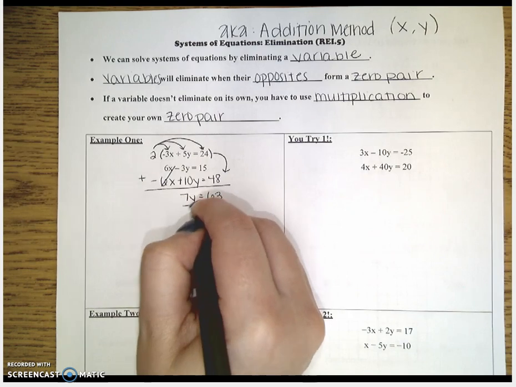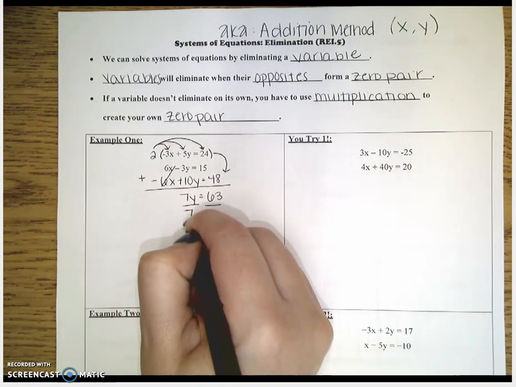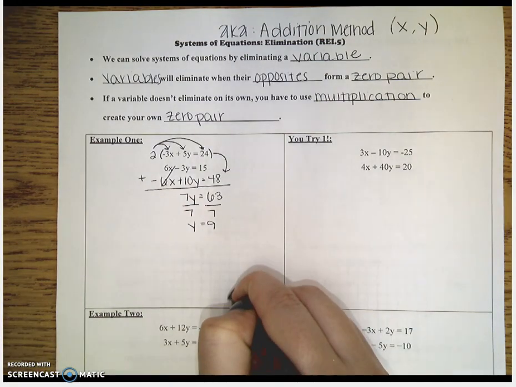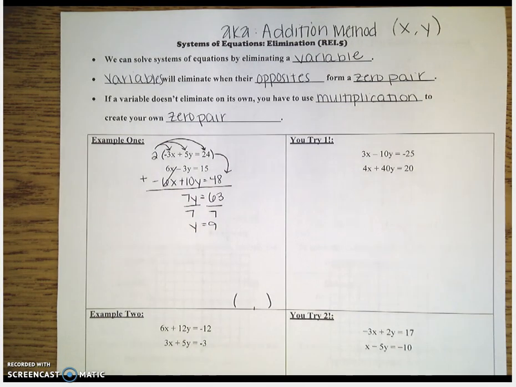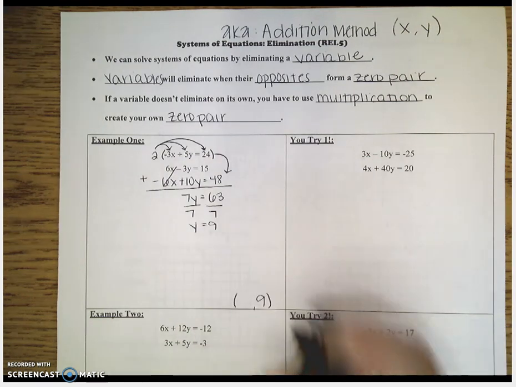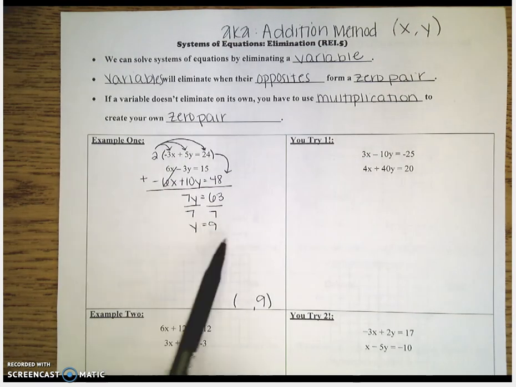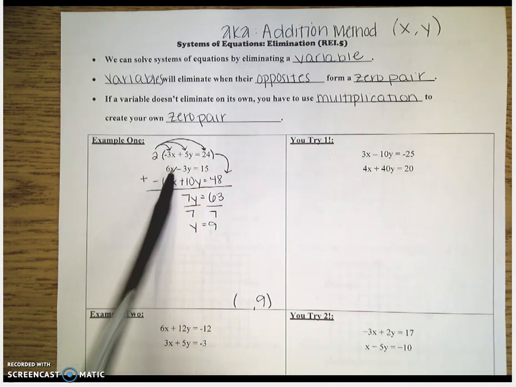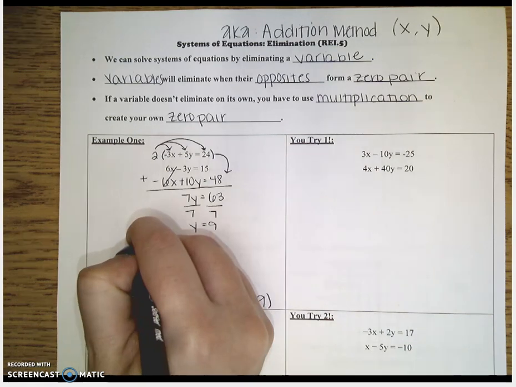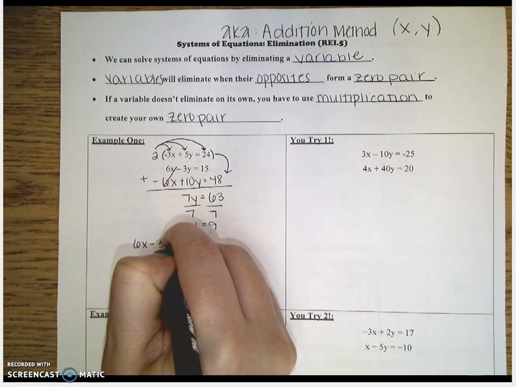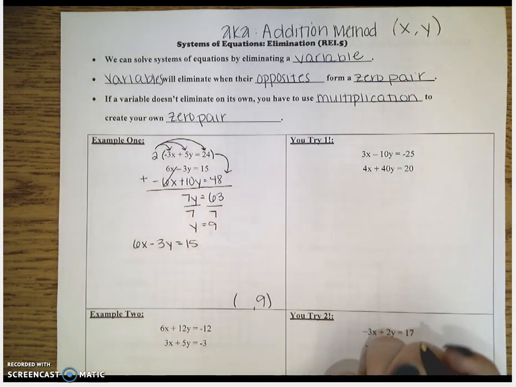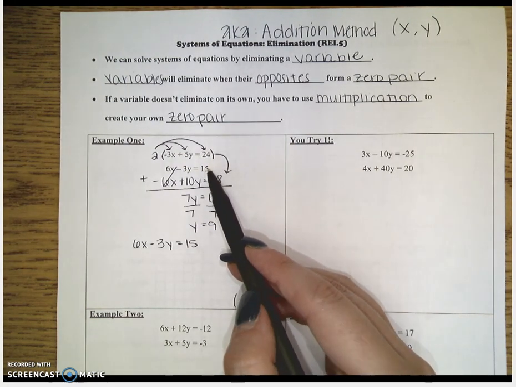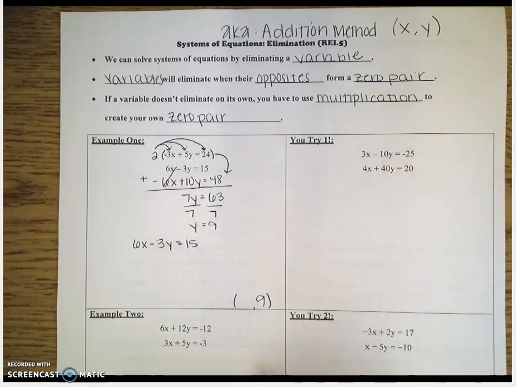Now I need to get y by itself, so I'm going to divide both sides by 7. I get y equals 9. So I know my answer has to be written as an ordered pair, and if y equals 9, I have to plug it back in and solve for x. So I'm going to use this second equation: 6x minus 3y equals 15. And at this point, it doesn't matter which equation you pick. You could have picked the top equation, you could have picked the bottom equation, but I'm going to plug 9 in to solve for x.